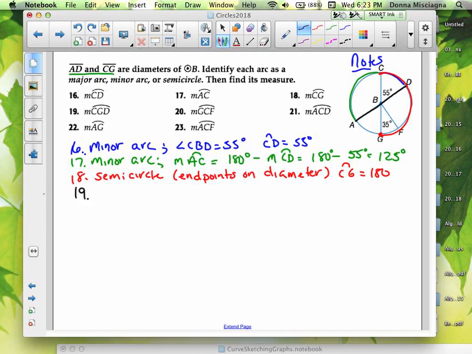Number 19. Arc CGD. So it starts at C. I need more colors. I'm going to start repeating the colors.